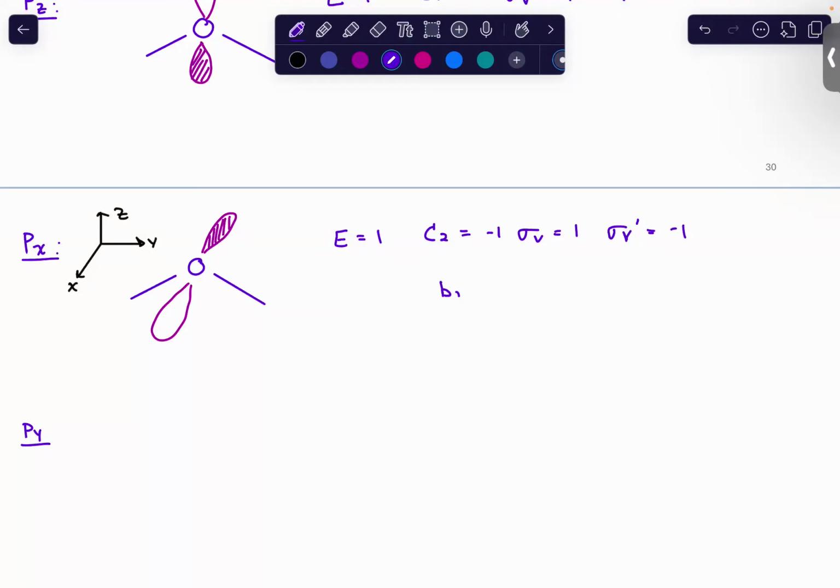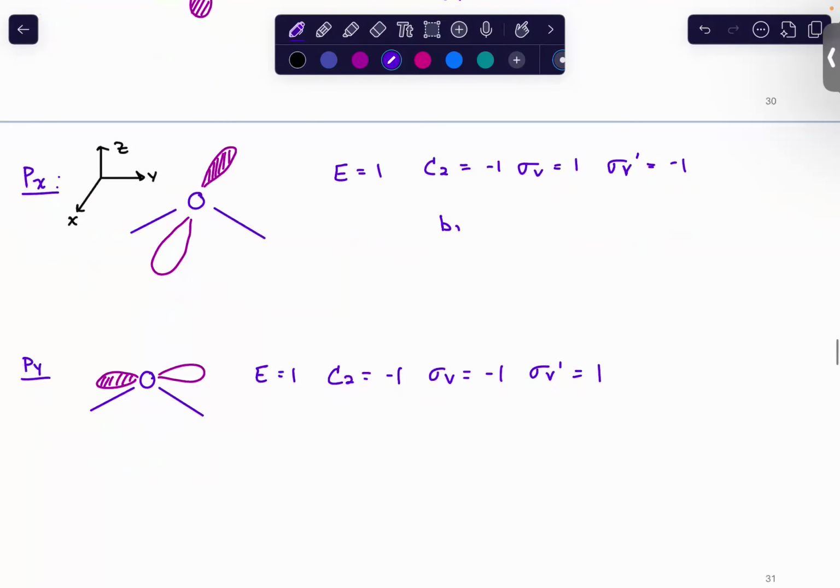All right, so PY. We'll go side to side. So our E will be 1. C2 will be a -1. Sigma B will be a -1, and sigma B prime will be a 1. So this gives us a symmetry of B2.